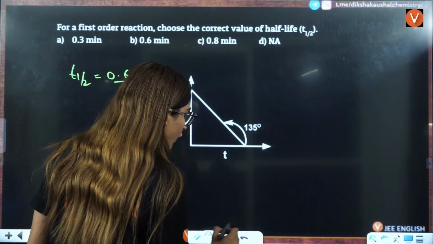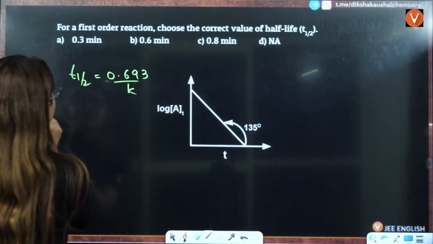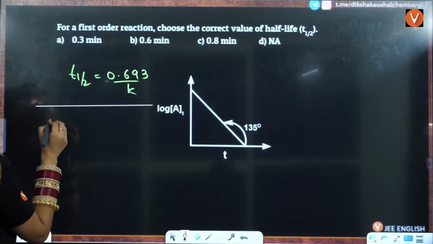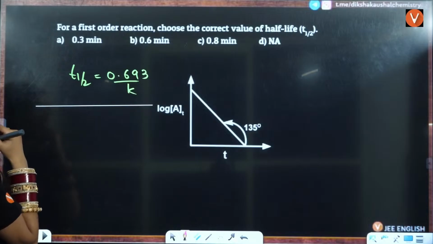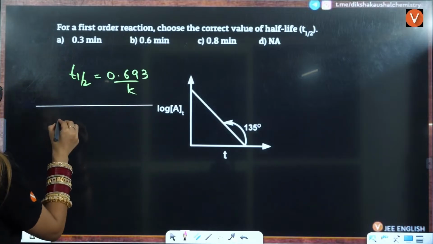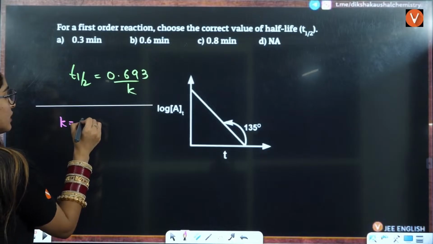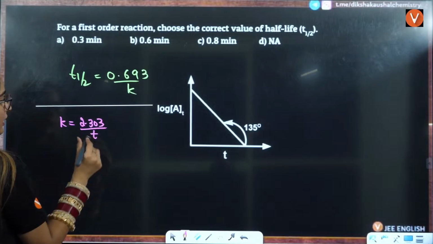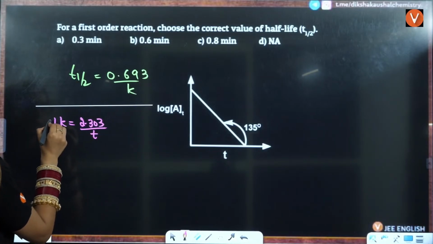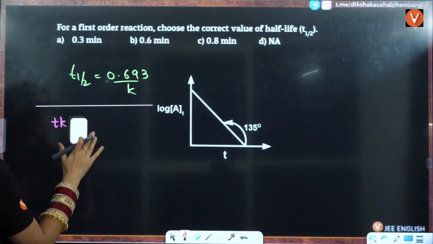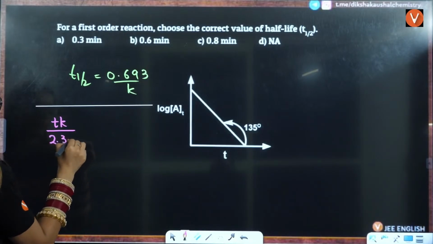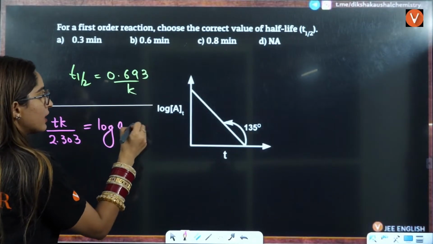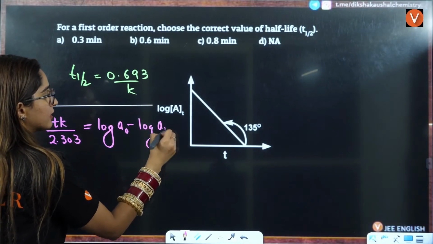And you know what we also know? Graph is given to you. So graphically, let's solve this. We know the equation, K is equal to 2.303 divided by T, so you can also put it as KT divided by 2.303 equals log of initial by final, this can be log of A0 by AT, right?